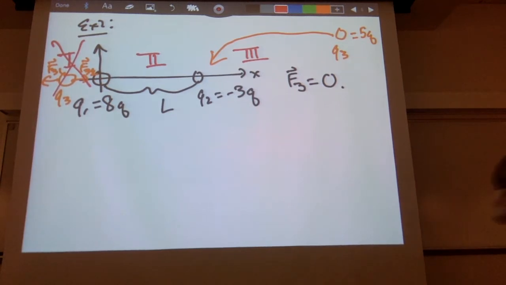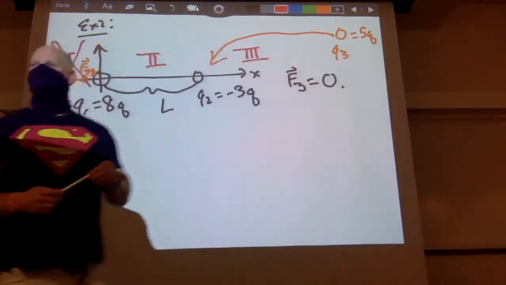Okay. What about region 2? Could I put this in region 2?